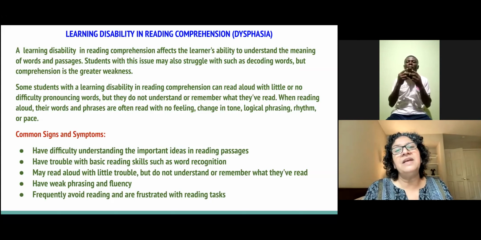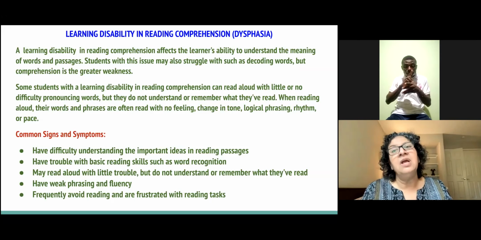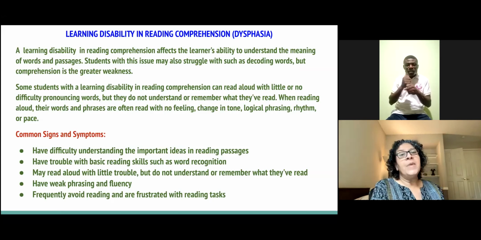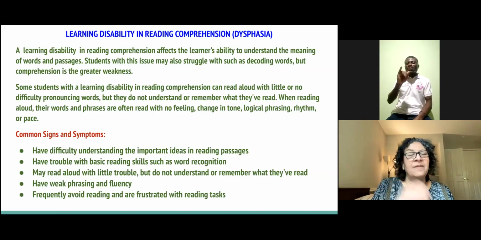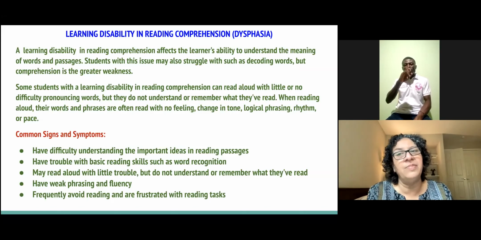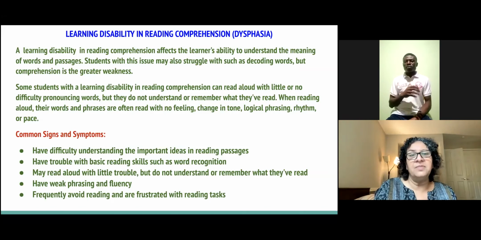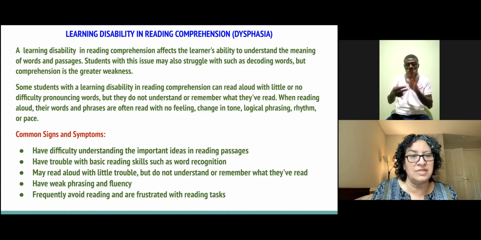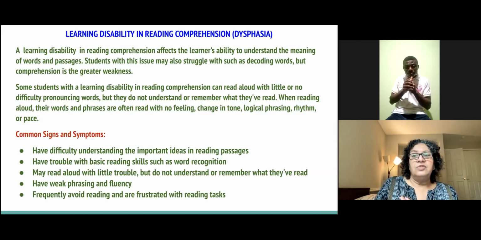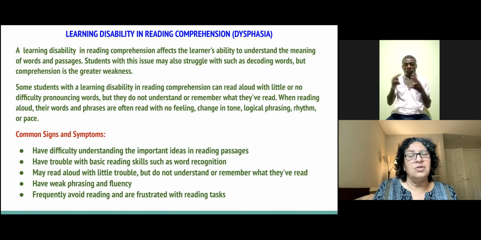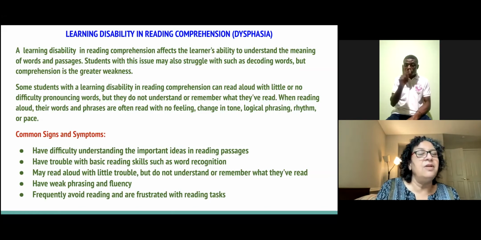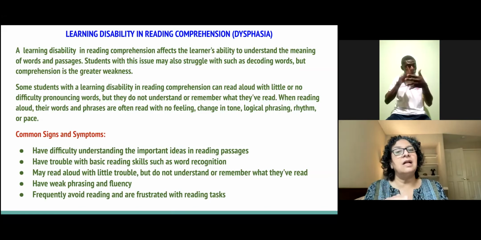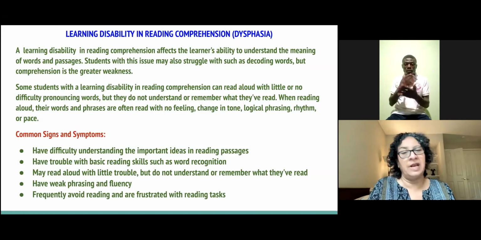Now, learning disability in the reading comprehension, limited ability is dysphasia, and complete absence of reading comprehension will be aphasia. So a learning disability in reading comprehension affects a learner's ability to understand the meaning of the words and passages. It is very rarely that we will find only this challenge. This challenge will be because of the challenges in reading and spelling. This is a resultant or a byproduct of reading and spelling errors.